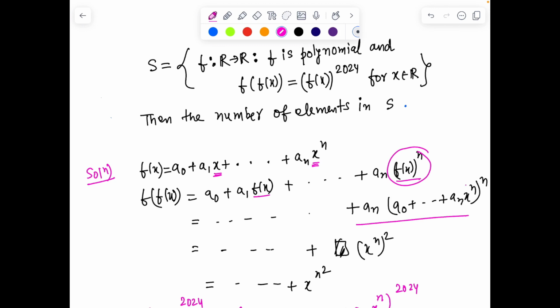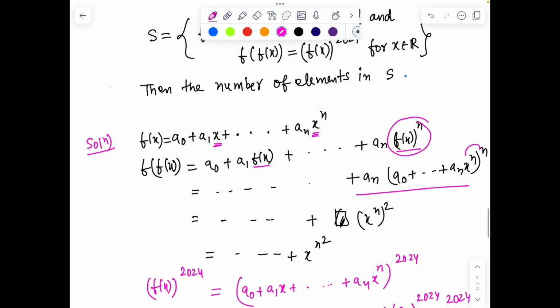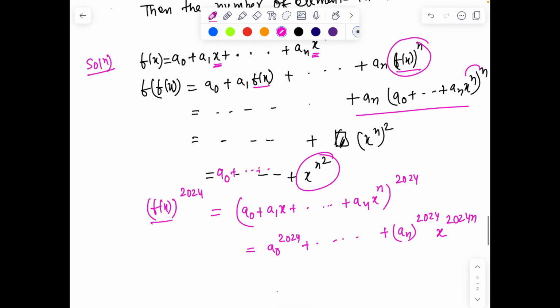So we'll have a1 f(x) and an f(x) to the power n. If we plug in all these values, the highest degree term that you are going to get will be from the last term, right? Because in a0 till an x to the power n, the maximum power I'm going to produce is n square. So this expression will be something a0 plus something x plus something x square and so on till the highest order term will be x to the power n square.